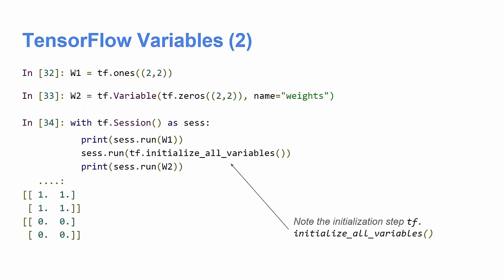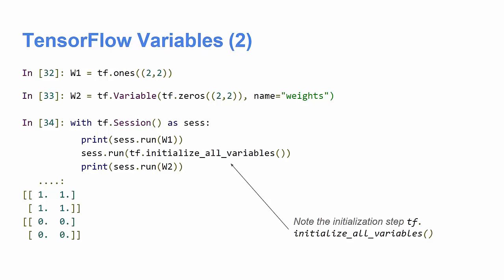TensorFlow variables. If we create a constant w1 equal to tf.ones(2, 2), it will create a 2 by 2 matrix with all ones. But if we want to create a variable w2, we have to write w2 equal to tf.Variable(tf.zeros(2, 2), name="weights"). Now it will be a variable which will have initially 0 values.